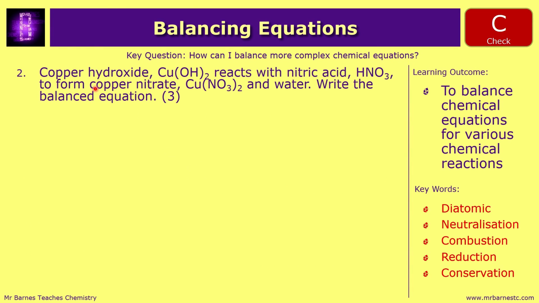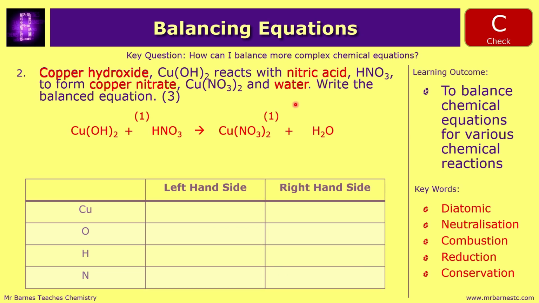On to question 2 then. So I've got copper hydroxide, which it gives you in the question, reacts with nitric acid, HNO3. So just from picking that information out of the question, I've got 1 mark. It forms copper nitrate, which gives you CuNO3 and water. So the only bit of memory there is you've got to remember that water is H2O. So that's 2 of the 3 marks again straight away.